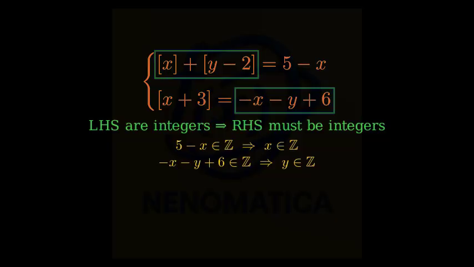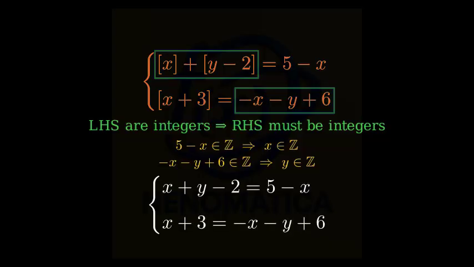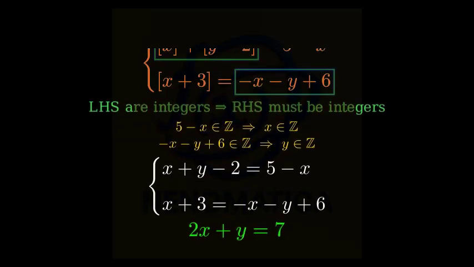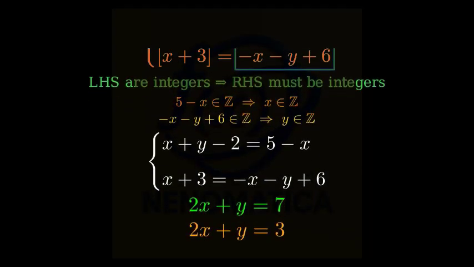Because x and y are integers, each floor expression becomes the value itself, so we can remove the brackets. This gives an equivalent pair of linear equations. Now, rearrange both equations to collect x and y on the left and constants on the right. From the first equation, we get 2x plus y equals 7. From the second equation, we get 2x plus y equals 3.